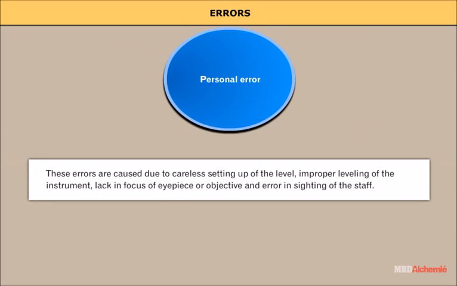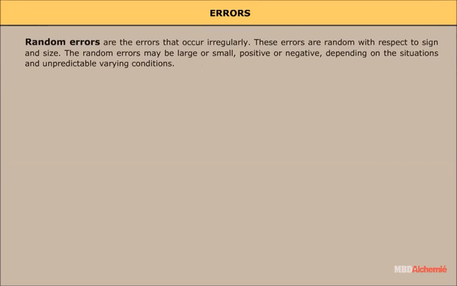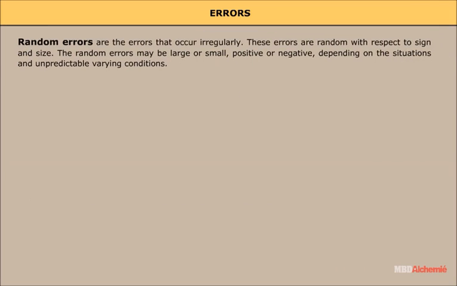Personal error. These errors are caused due to careless setting up of the level, improper leveling of the instrument, lack of focus of eyepiece or objective, and error in sighting of the staff. Random errors. Random errors are the errors that occur irregularly. These errors are random with respect to sign and size. The random errors may be large or small, positive or negative, depending on the situations and unpredictable varying conditions.